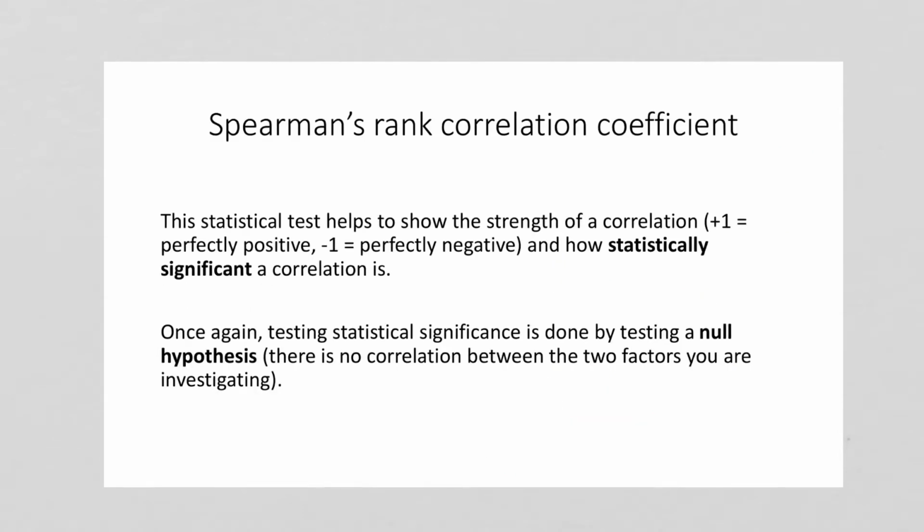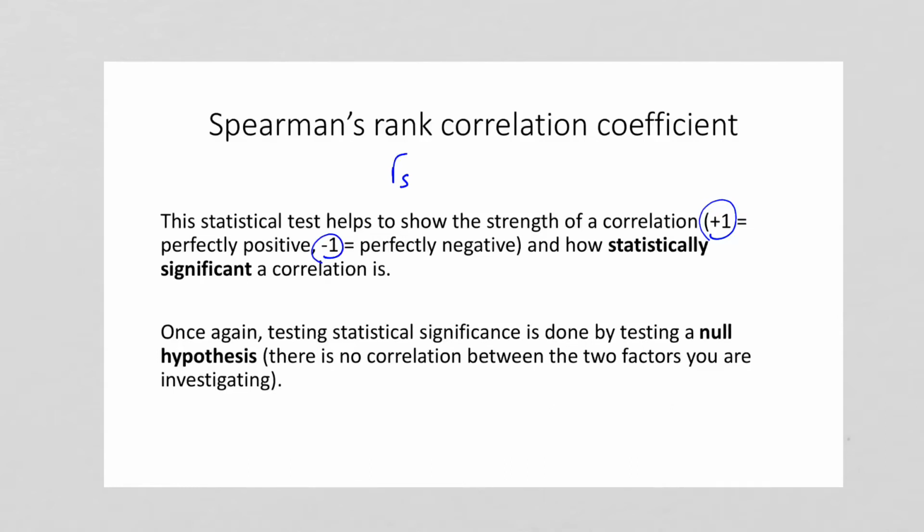We are going to be using Spearman's rank correlation coefficient. The symbol for that is R subscript S, and it helps to show you the strength of a correlation, whether or not it's positive, whether or not it's negative. So if you have a score of +1 for RS, then that means it's perfectly positive. And if you have a score of -1, it is perfectly negative.